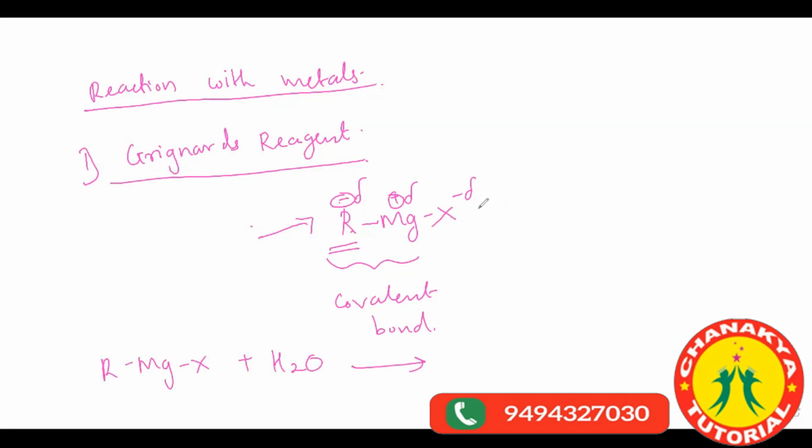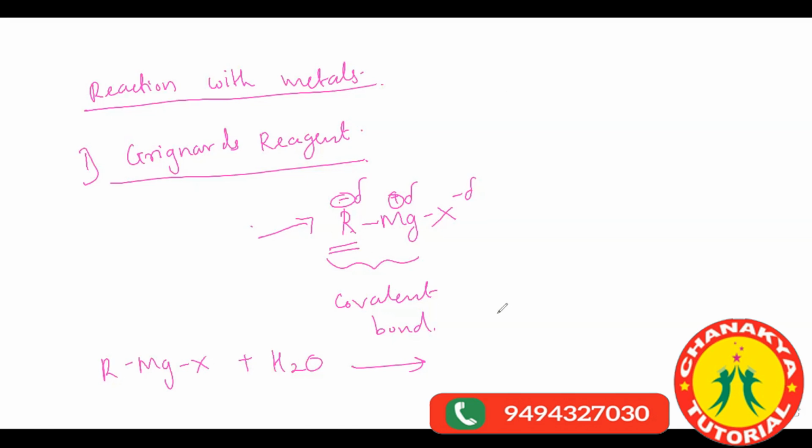What happens when a Grignard reagent reacts with water? Whenever a Grignard reagent reacts with a water molecule, it takes a hydrogen and forms the alkane. So this is one of the reactions in which we are able to form an alkane. Understood? Fine. So what happened exactly in this?